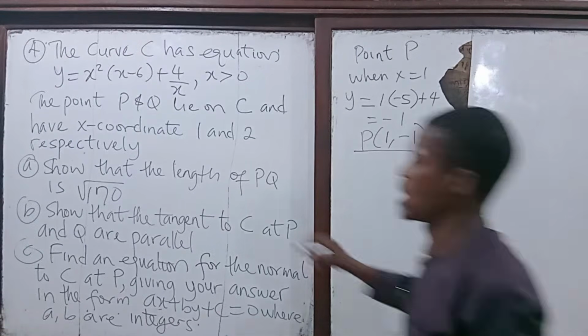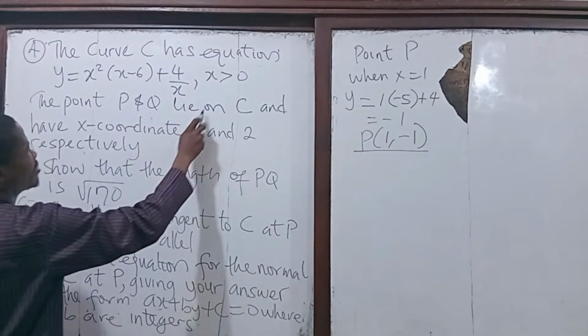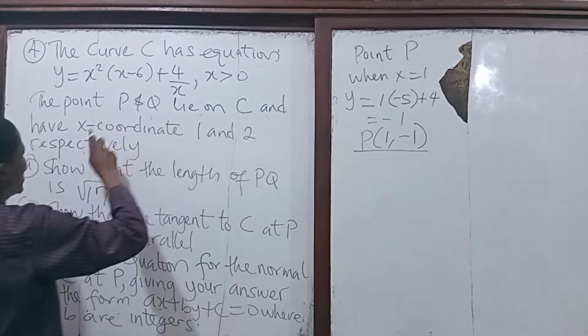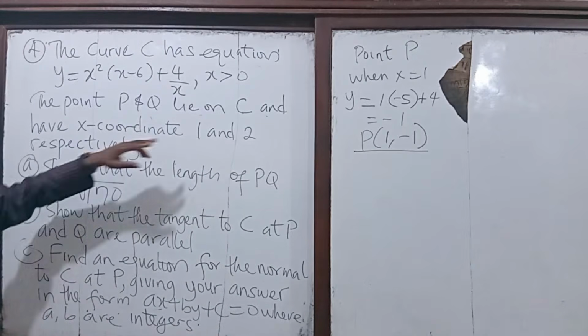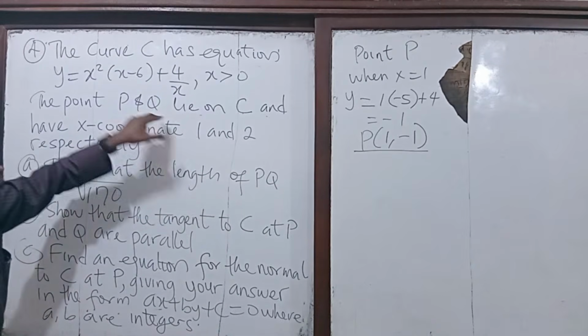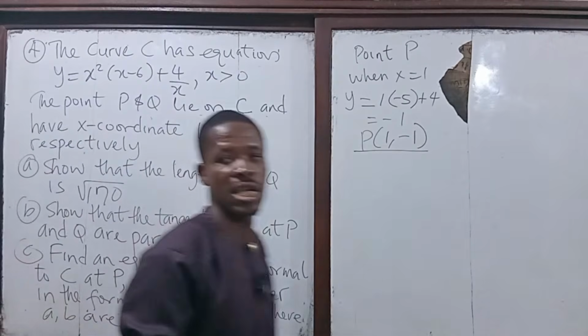It's there because we have the points P and Q lying on C, and the x coordinates are 1 and 2. So that means for P, x is 1, for Q, x is 2.